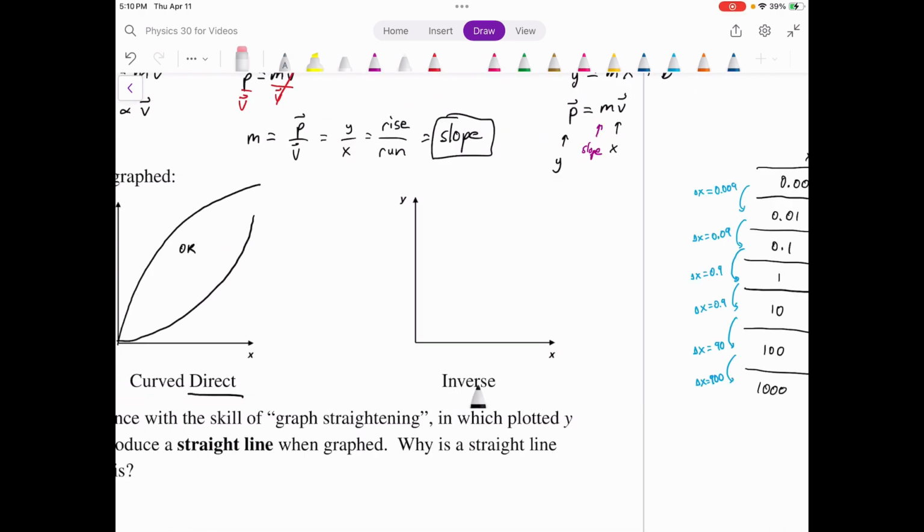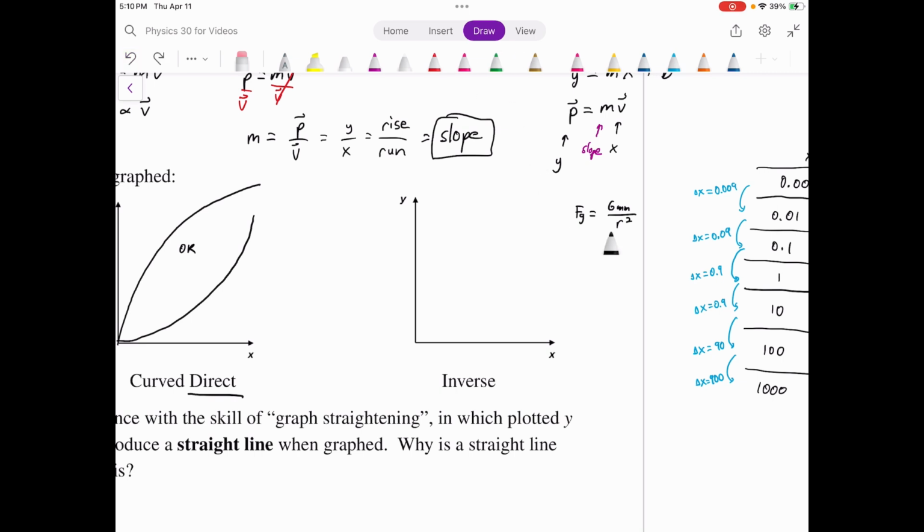All right, and the last type is an inverse. And so inverse means that as one variable increases, the other actually decreases. So as x goes up, y goes down, and vice versa, right? As x decreases, y increases. An example of this you've seen before, you've seen a few, but one is the force of gravity and the separation distance between the two objects, what we call r, right?